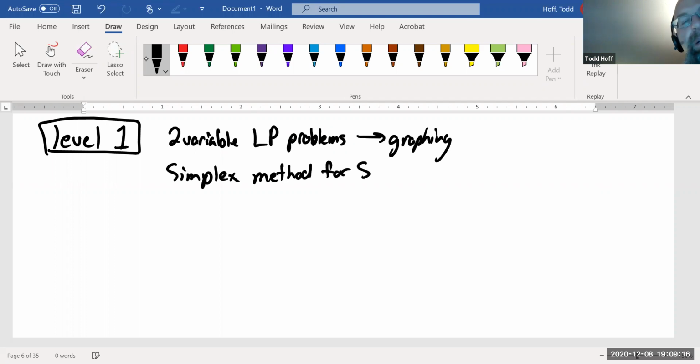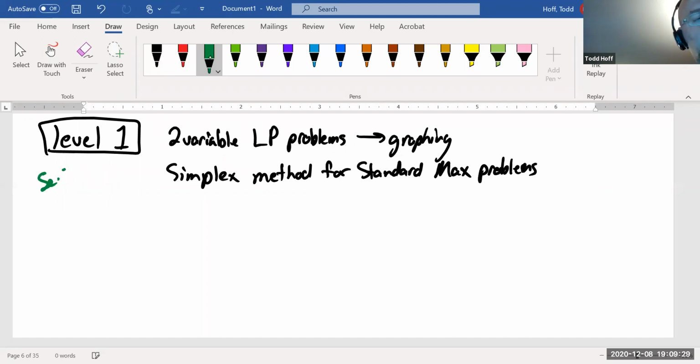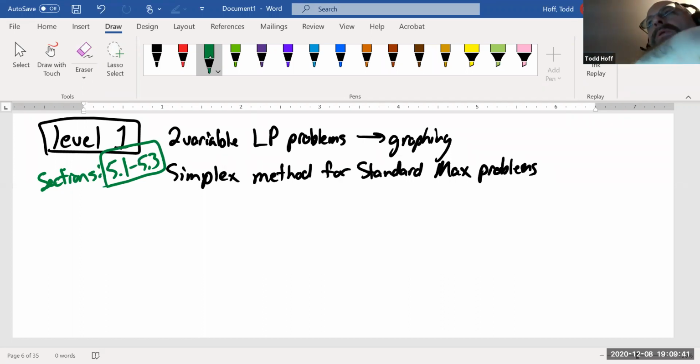For standard maximization problems, this is sections 5.1 through 5.3. I hope that all of you can get those pieces.